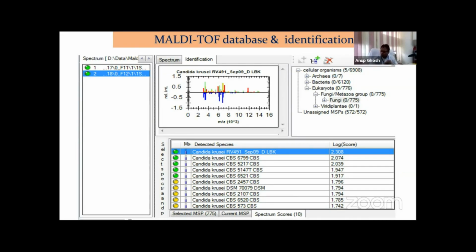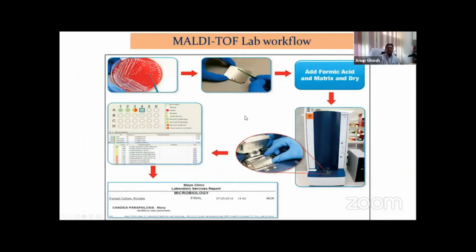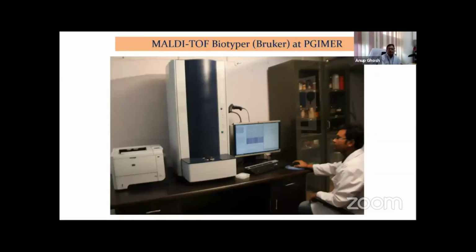So what we do when this kind of scenario happens, we immediately do the sequencing of that particular organism, and then we check whether this organism is in the database or not. And if it is not, then we add it into the database. Now, this is the workflow of a clinical laboratory. The simple overnight growth of yeast. Then you spot it onto the MALDI plate. Then add the formic acid and matrix for the on-plate extraction. Then you put it into the machine, and it will give you the identification. It takes about half an hour. So you see how quick it is.